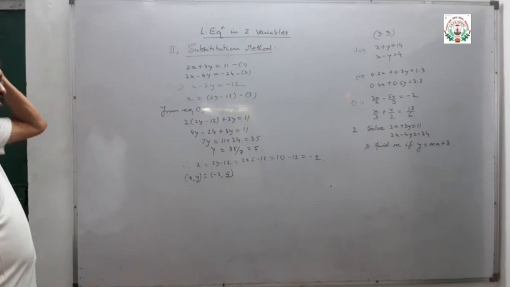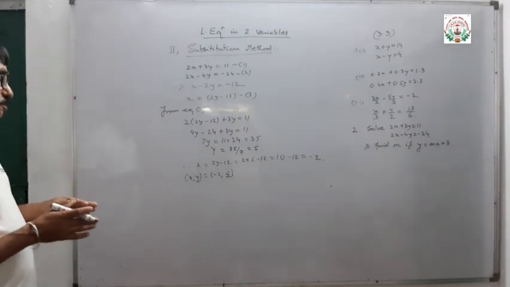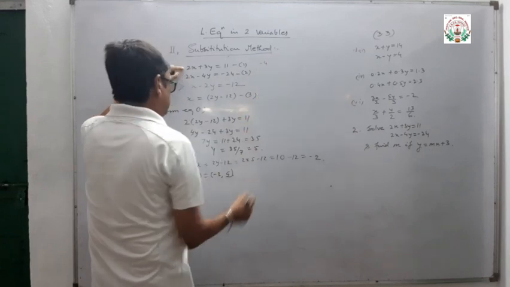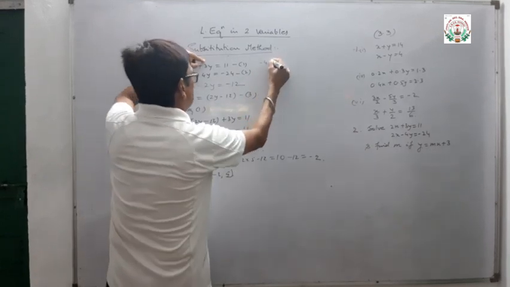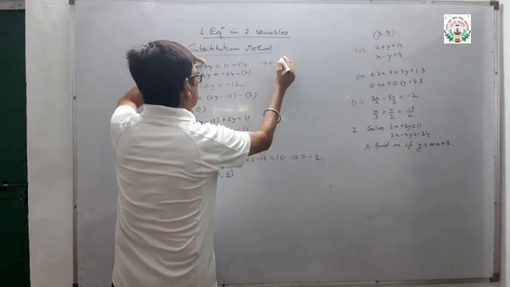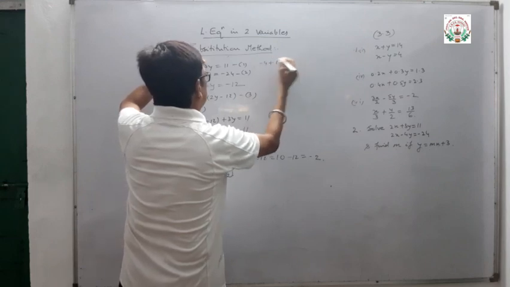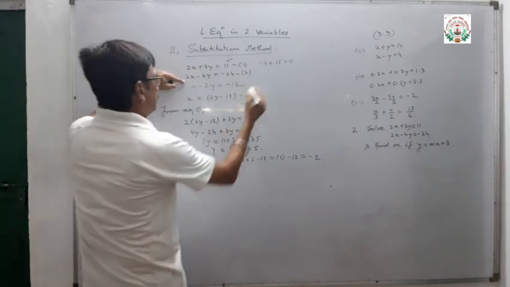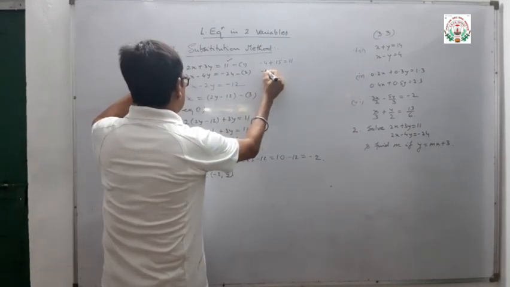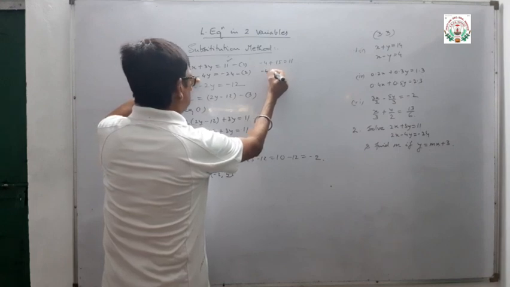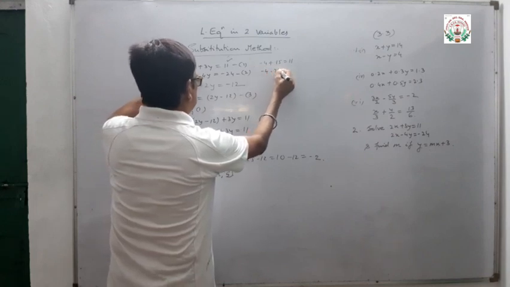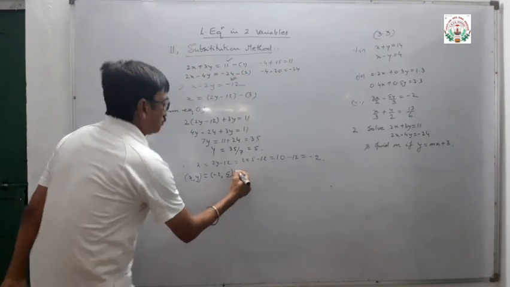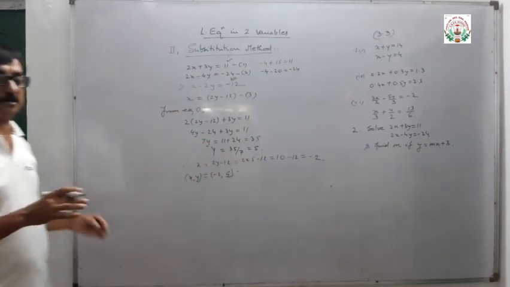Now let's see whether our solution is correct or not. x equals minus 2, so 2x becomes minus 4, and 3y, where the y value is 5, so 3 into 5, 15, which gives 11. So it is correct for the first one. For the second one, minus 4 and this becomes minus 20, giving minus 24, so it is also correct. So our solution up to here is 100% correct.